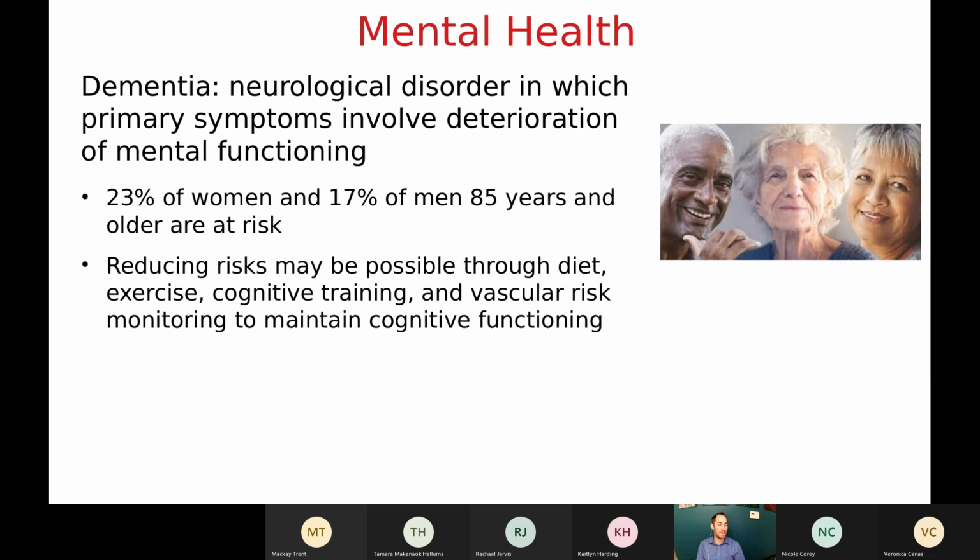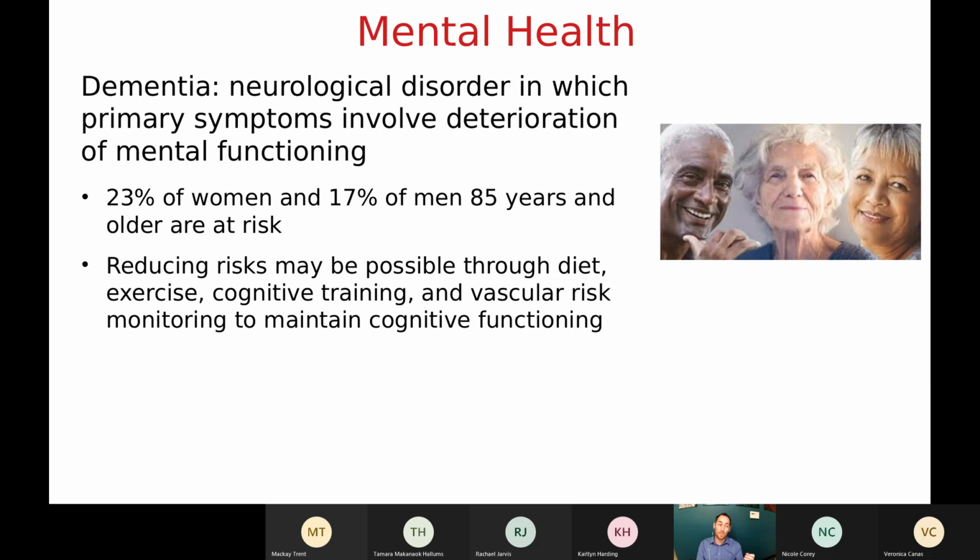So things like diet and exercise and cognitive training can reduce the risk as well as maintain cognitive function if you are seeing signs of dementia. So catching dementia, catching Alzheimer's early is best. Doing preventative things like having proper diet, proper exercise, doing cognitive training to keep your skills up.